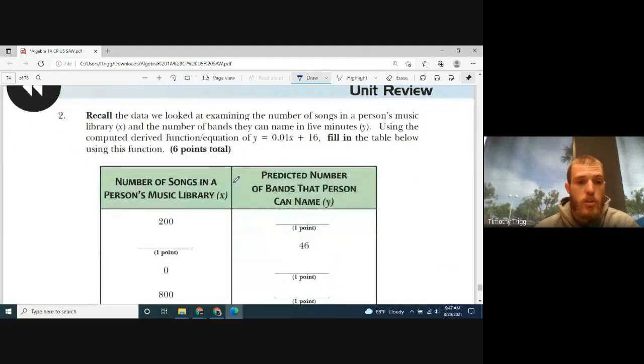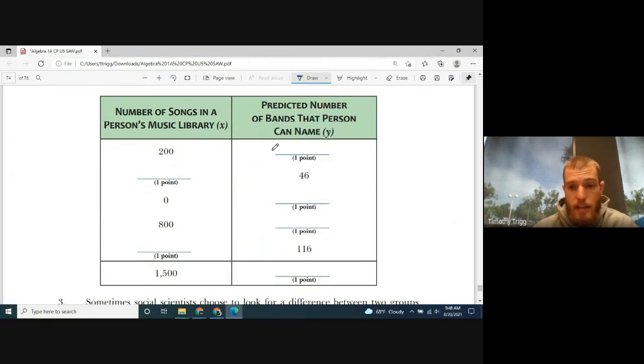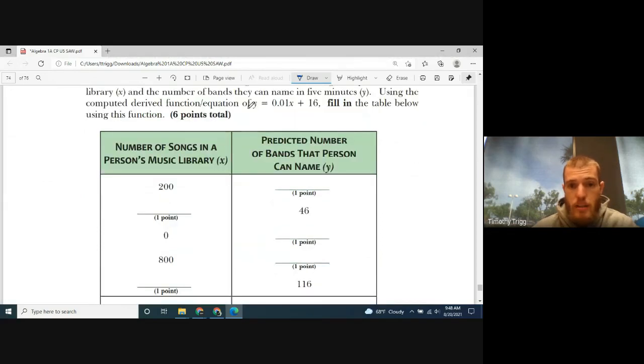Okay, on to question 2. Recall the data we looked at examining the number of songs in a person's music library, X, and the number of bands they can name in 5 minutes, Y, using the computed derived function equation of y equals 0.01x plus 16. Fill in the table below using this function. So this is a situation that we went over in the very beginning of the unit. If you don't remember, that's not a big deal. But basically, these are going to be your X values over here on the left, and then your corresponding Y values. And we're just going to be using this function here.